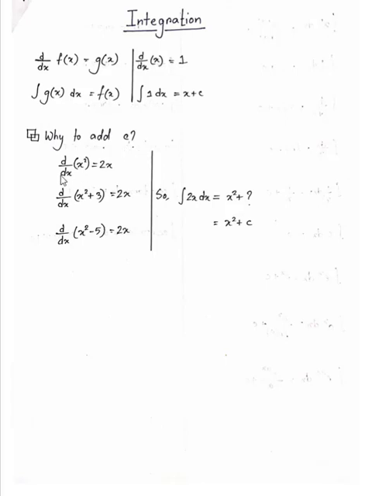First tell me, what is the differentiation of x squared? 2x, right? Now what is the differentiation of x squared plus 3? It's also 2x, right? What is the differentiation of x squared minus 5? It's also 2x, right? So if we now integrate this 2x, which function will we get? Obviously we will get the first function, right? But among these three, which one should we choose?